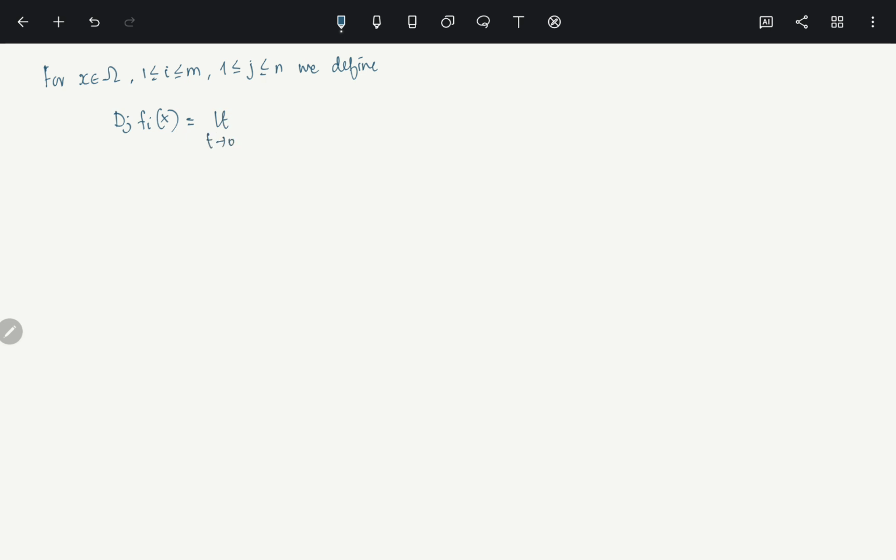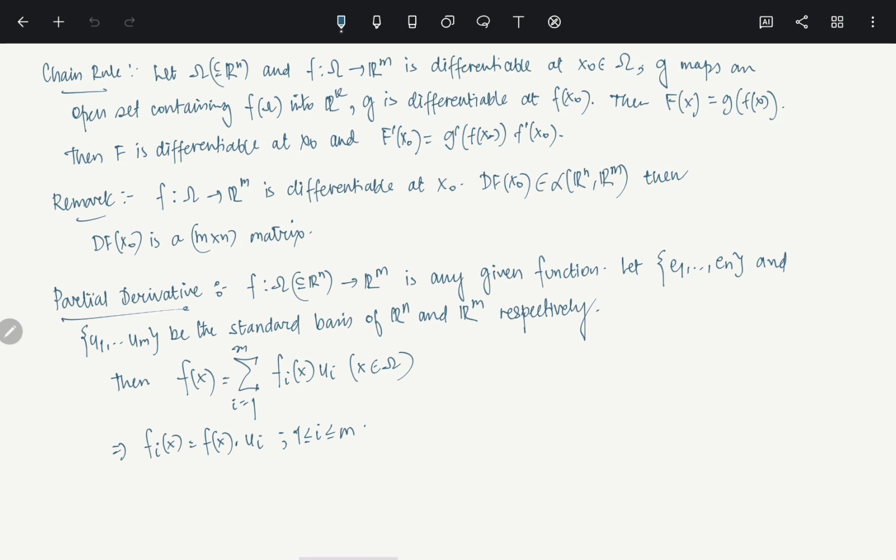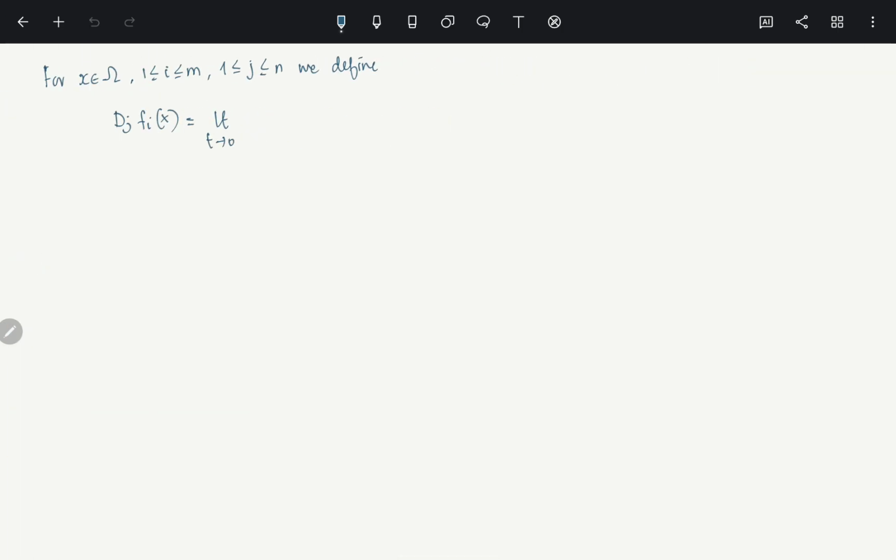So basically f_1, f_2, ..., f_m are the functions. Note f_i is a function from where to where? x is in R^n, so f_i acts on an element of Omega. f_i is from Omega and the range is in R. So basically f_i is a real valued function. Clear? So for a real valued function, I am going to define the derivative in the jth direction.